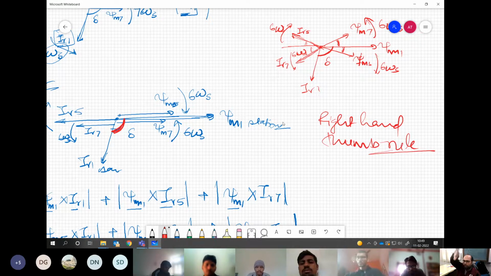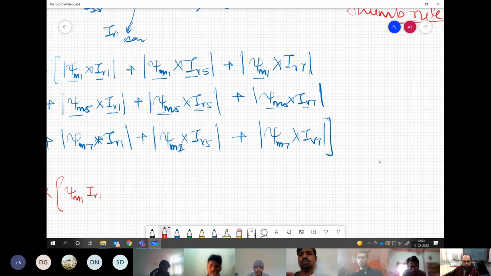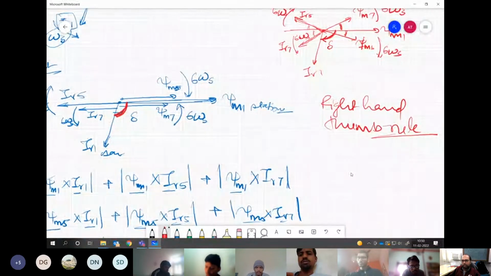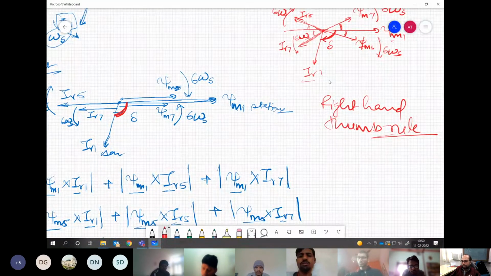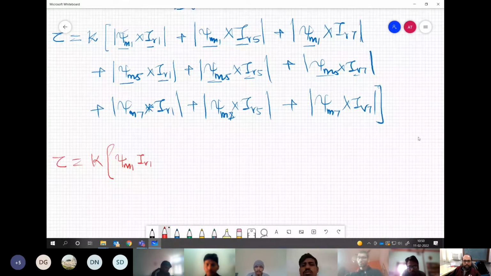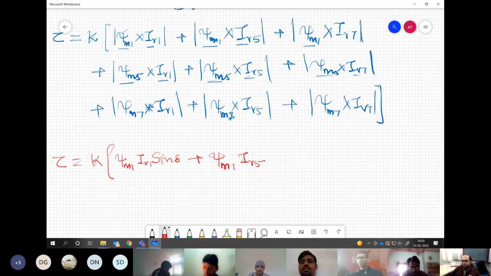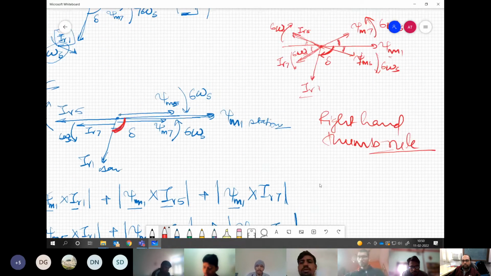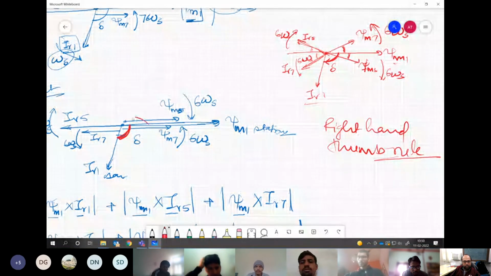So which means we are talking about a cross product which is going inside the paper, always in this direction, right? So that's why all the angles you will see in this manner, in the counterclockwise direction, from flux to current. Fine? Okay. So what is the angle between the fundamental components, psi m1 and IR1? Delta, right? So then it becomes sine delta. Plus, now what is the angle between psi m1 and IR5?